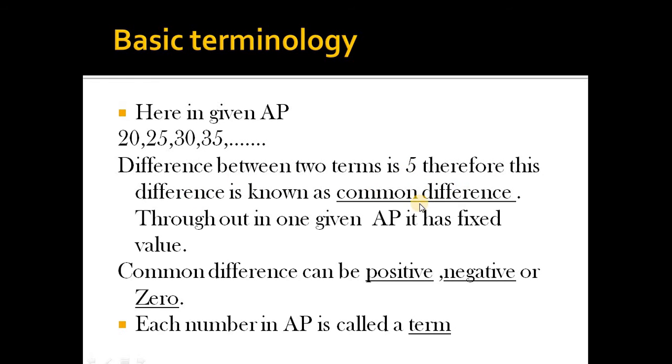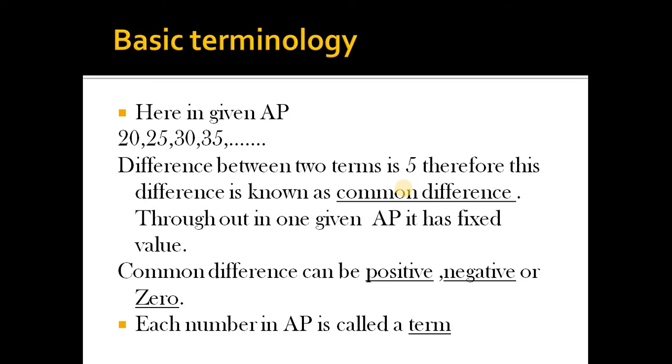Students, here we should be careful about the terminology. We should say that word. This is not just a difference, this is a common difference. Itself it is common, which means the difference between two terms is common throughout the sequence or arithmetic progression. So in one given AP, it has a fixed value. The common difference can be positive, negative, or 0.